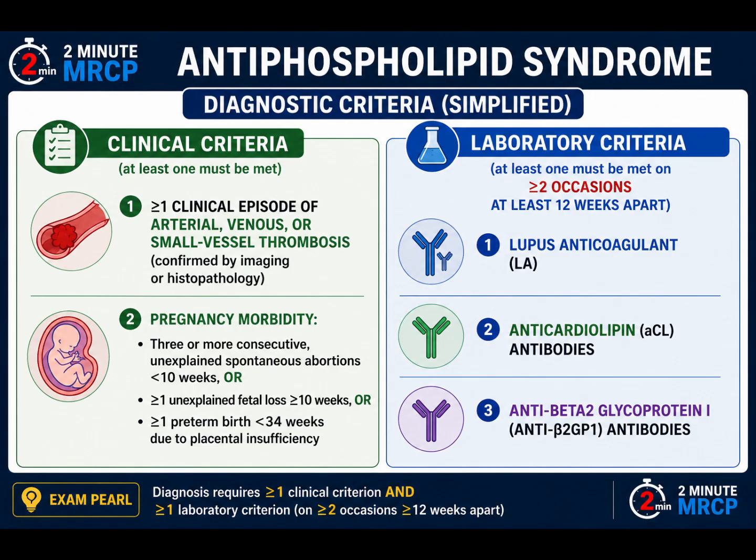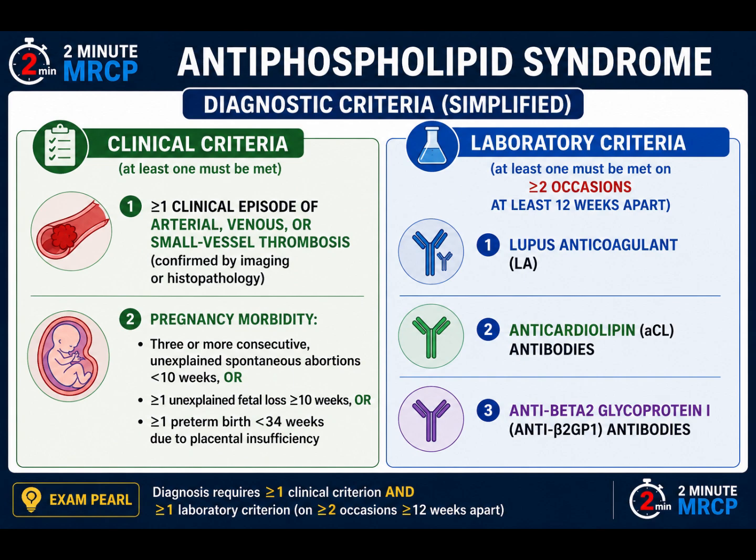The second clinical criterion relates to pregnancy morbidity. This includes 3 or more consecutive unexplained miscarriages before 10 weeks of gestation. Alternatively, it includes 1 or more unexplained fetal deaths at or beyond 10 weeks of gestation. Another qualifying feature is a preterm birth before 34 weeks due to placental insufficiency or severe placental disease.